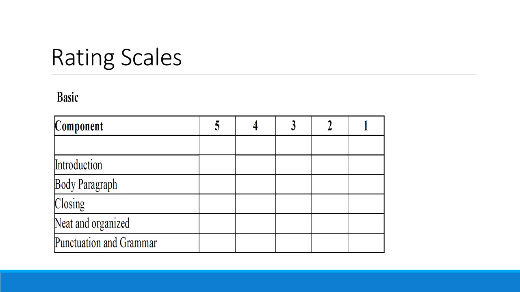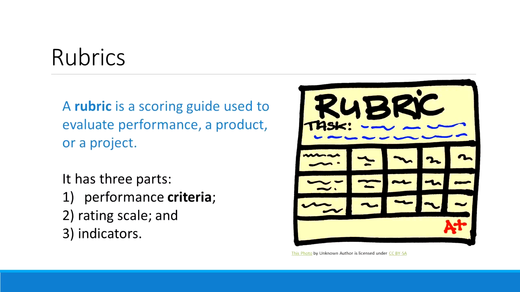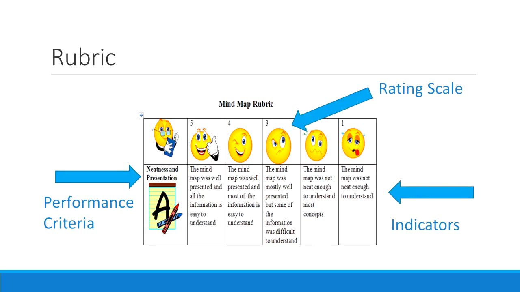The most specific is going to be your rubric because your rubric has specific indicators. There's specific criteria that I'm looking at, and there's also a rating scale. So a rubric is a guide that's used to evaluate the performance of a product or a project. So the rubric should be specific. There should be 3 things on it at least.